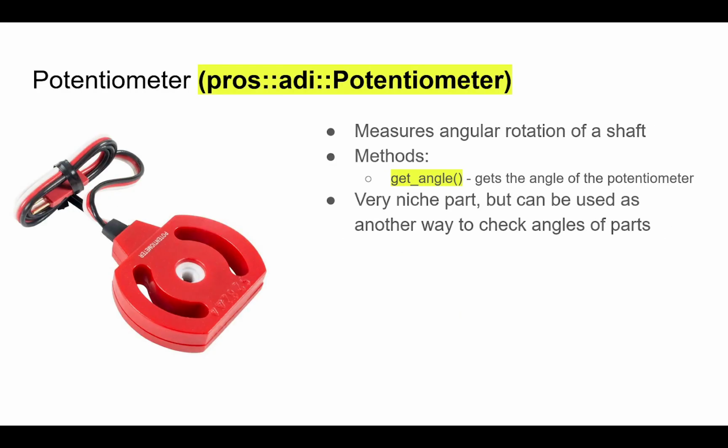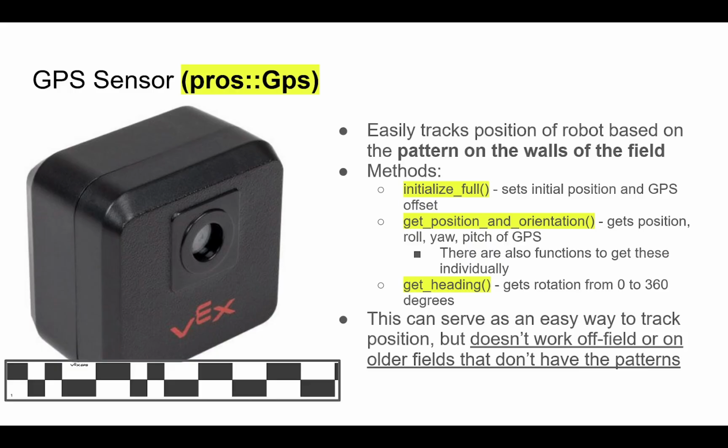The potentiometer can be defined with PROS ADI potentiometer and measures the angular rotation of a shaft. Potentiometers have one unique method called get angle, but other than that it's the same as ADI analog in. It's a very niche part. I've never really seen it used, but it can be used as another way to check the angle of a part. The GPS sensor can be defined with PROS GPS.